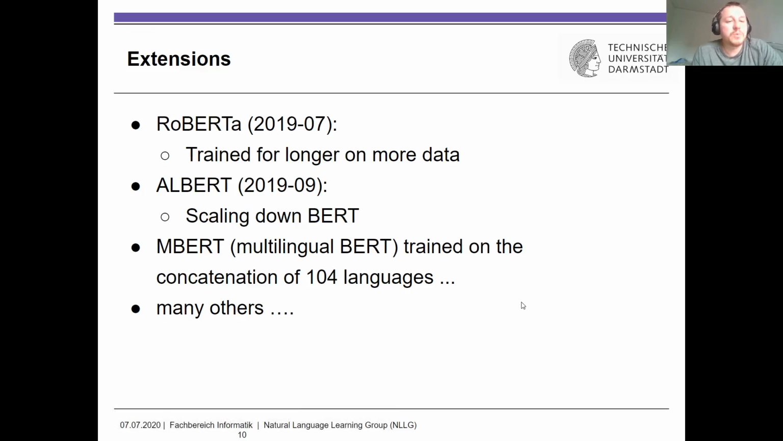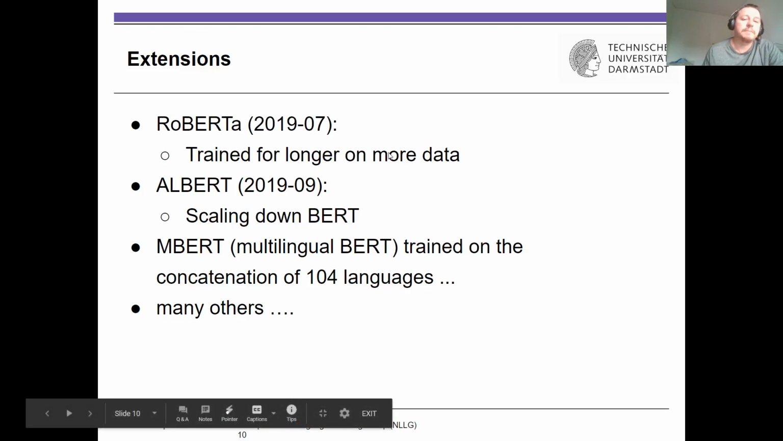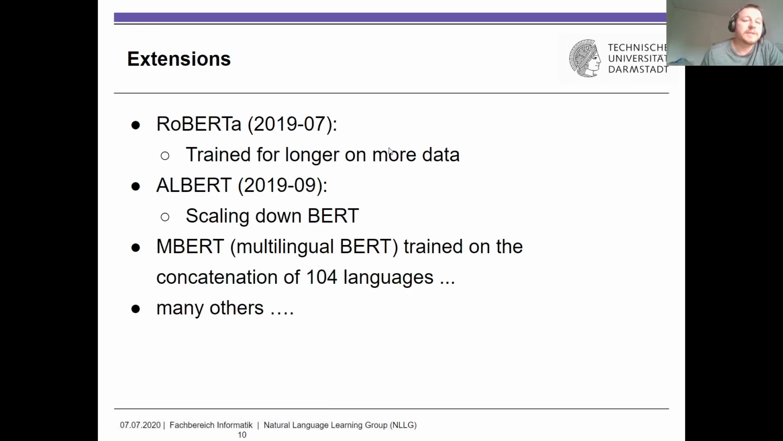So because BERT was such a major success, again, we have seen many extensions of BERT. One of them was RoBERTa, that has been trained for longer on more data and removing the next sentence prediction task. So that came about in July 2019.